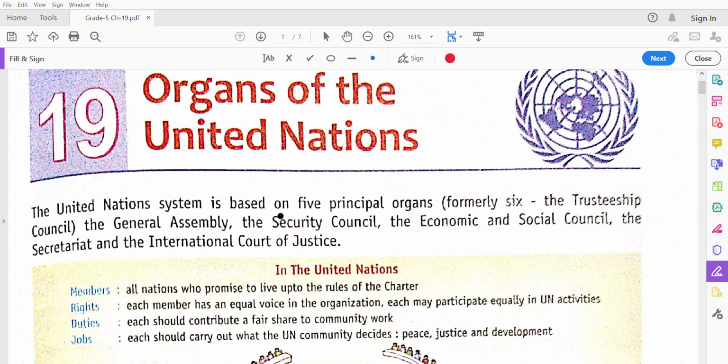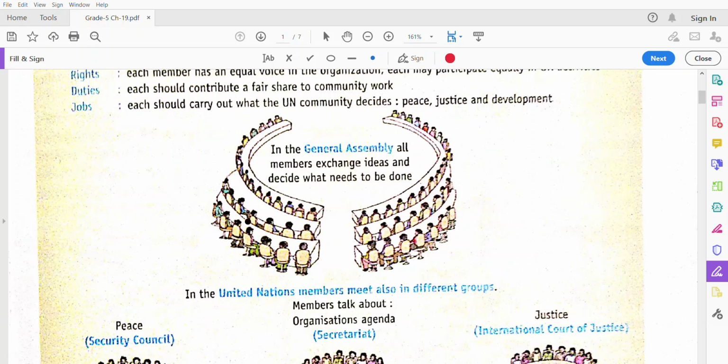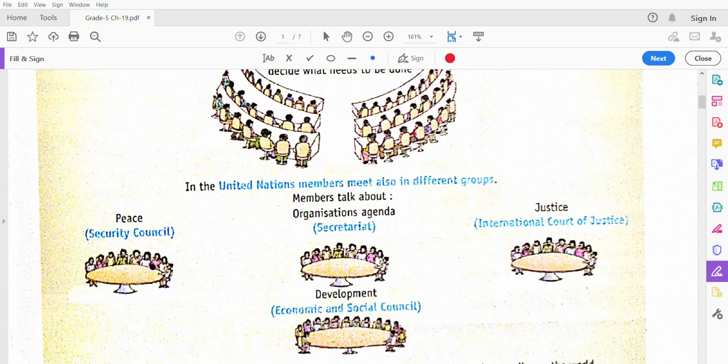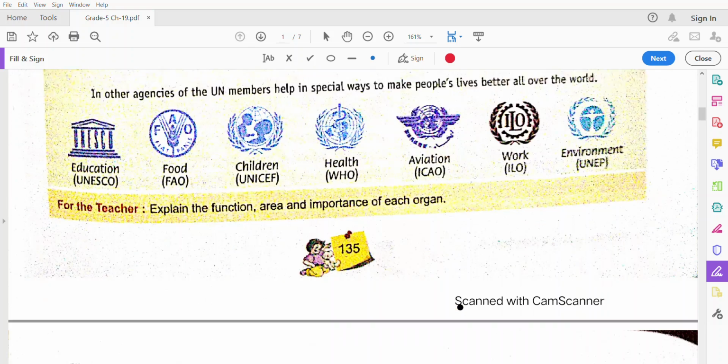There are five principal organs, the main organs. First is the General Assembly, second is the Security Council, third is the Economic and Social Council, fourth is the Secretariat, and fifth is the International Court of Justice. This is shown in this picture. The General Assembly is the main organ. Then four organs are related to it: the Security Council, Secretariat, International Court of Justice, and Economic and Social Council. And these are the agencies that help in the functioning of this organization.